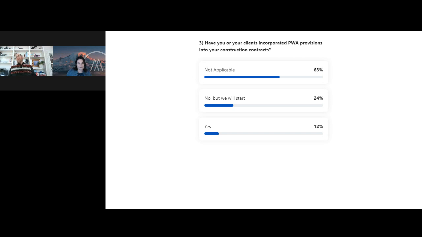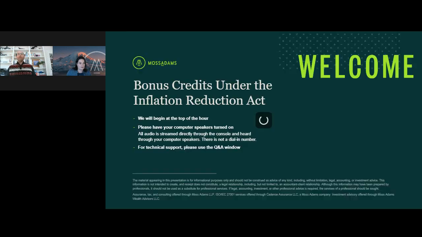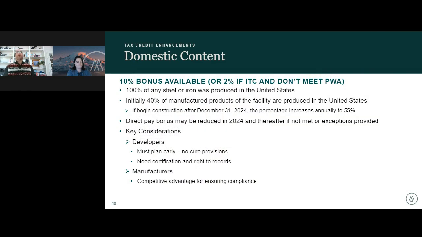All right, I think I'm going to take over now and talk about some of the other credit enhancements that we talked about back at the very beginning, and specifically the domestic content, the energy community, and the environmental justice allocation.